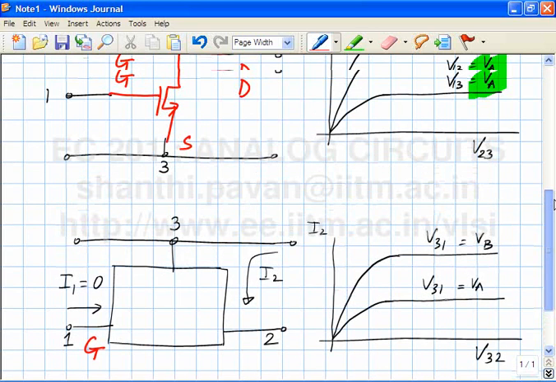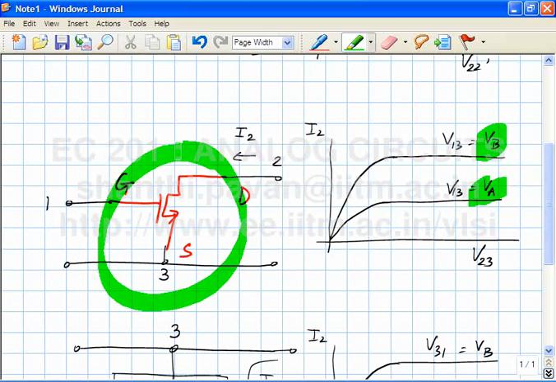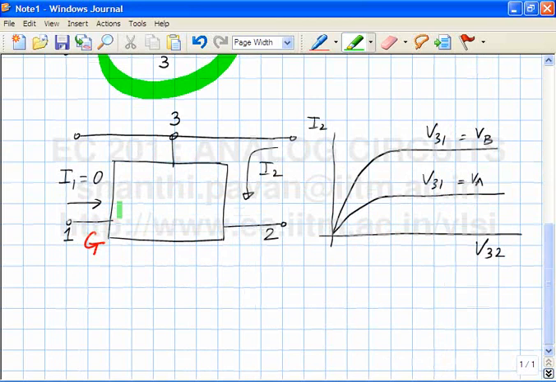Which is the source here? The common terminal was called the source. So by the same token, which should be the source here? This one, right? Match the following. And so the remaining terminal must be the drain.